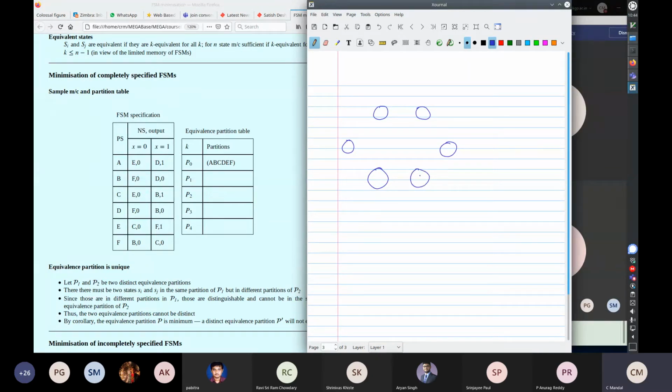I've just drawn six states. So let us call the states A, B, C, D, E, F. Now from A on input 0, you go to E, and you also output 0. And on input 1, you go to D, and you output 1.